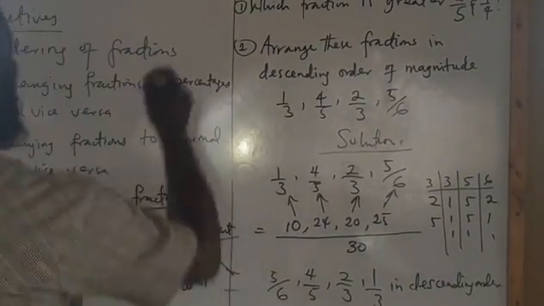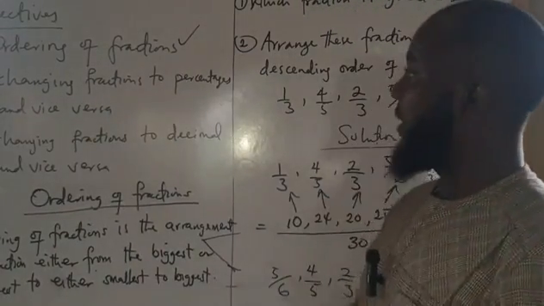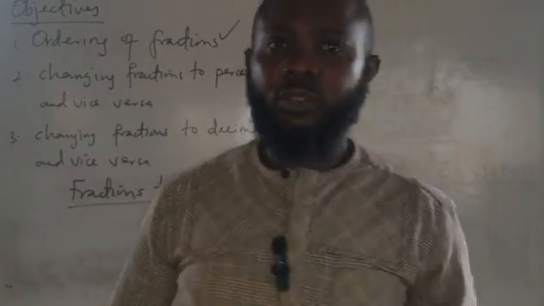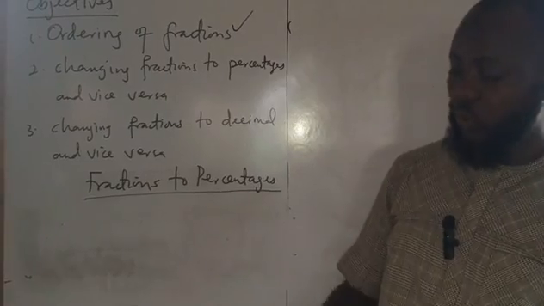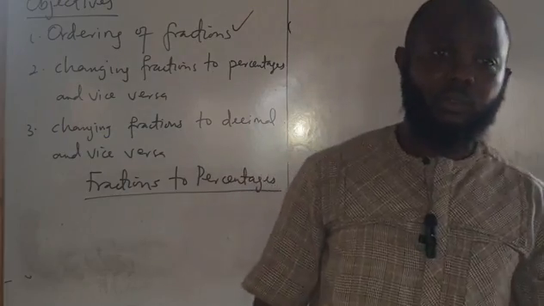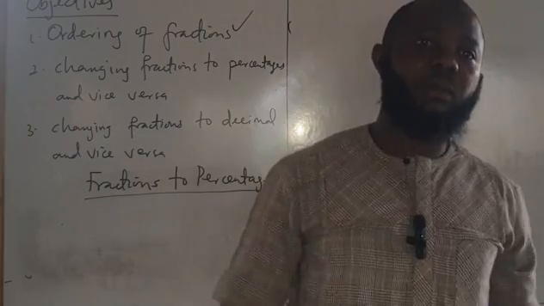So that is the first objective of this video. Now we look at the second one, which is changing fractions to percentages. So we want to change fractions to percentages now. What do we do? When you have a fraction and you are asked to change it to a percentage, it's simple. What you're going to do is just multiply the fraction by 100.